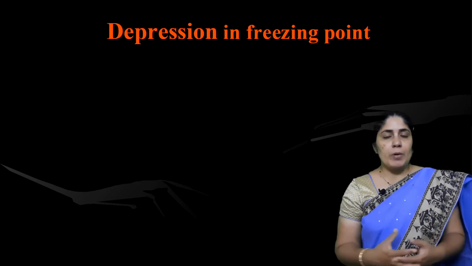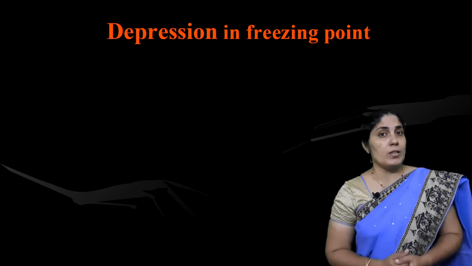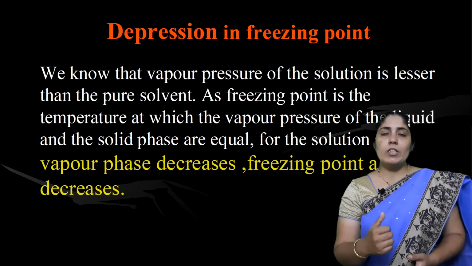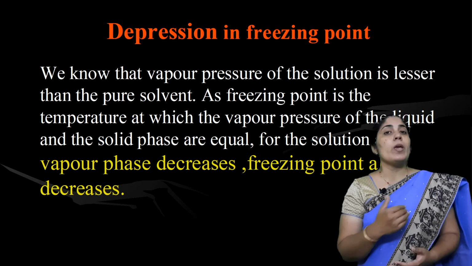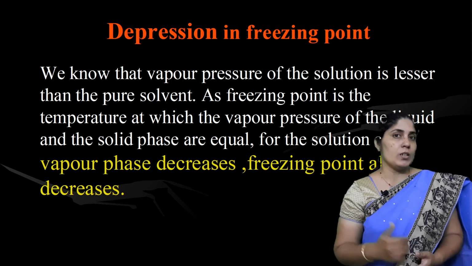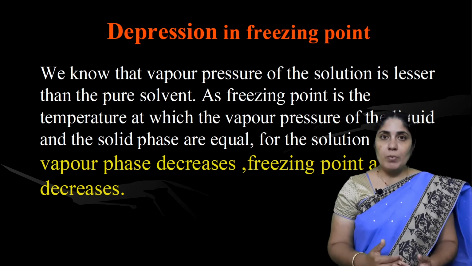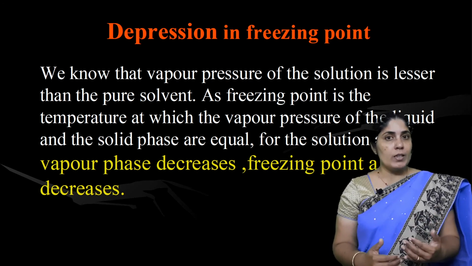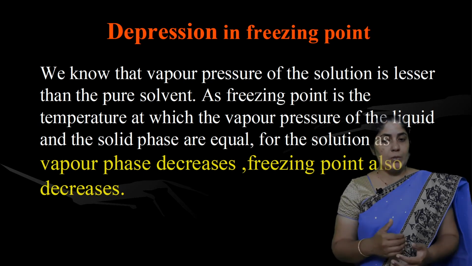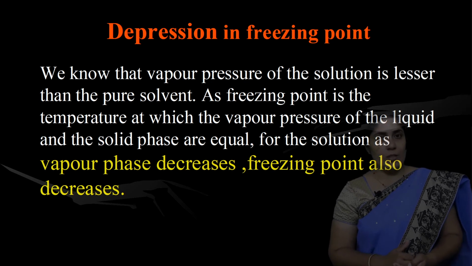Let's move on to our third colligative property, depression in freezing point. To understand depression in freezing point, we should first understand what we mean by freezing point. Freezing point is the point at which we have the coexistence of the solid state and the liquid state of a particular substance. Or we can say that when the vapor pressure of the solid state and the vapor pressure of the liquid state become equal, that particular point gives you the freezing point.